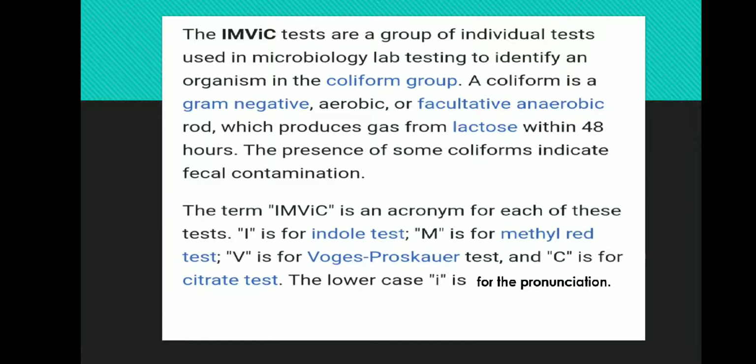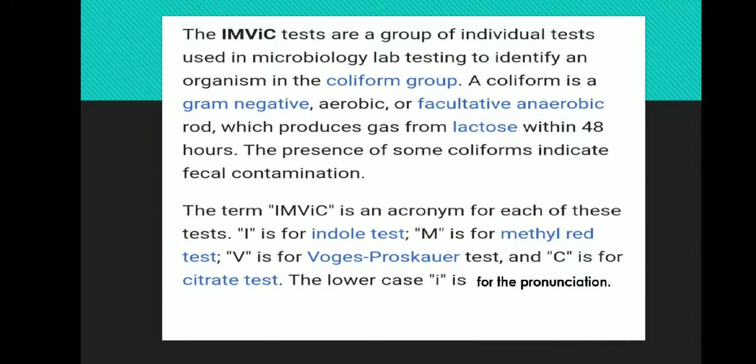IMViC tests are a group of individual tests used in microbiology lab testing to identify an organism in the coliform group. A coliform is a gram-negative aerobic or facultative anaerobic rod that produces acid and gas from lactose within 48 hours. The presence of some coliforms indicates fecal contamination.